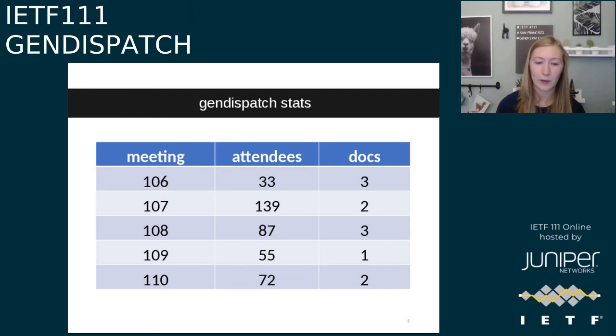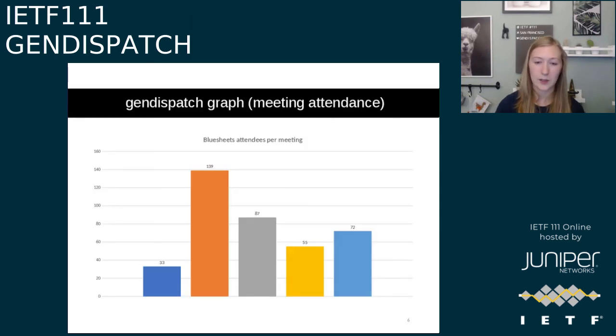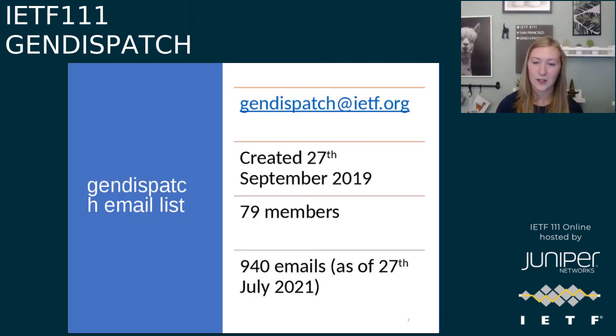So to help spark some thoughts about GenDispatch, here are some stats. Love a good table. This is our 6th meeting for GenDispatch. There's the number of attendees according to blue sheets and the number of drafts presented at each meeting. You can see pretty variable in the number of attendees, pretty static in the number of documents. I love a good bar chart as well. This is the blue sheet attendees per meeting for 106, 107, 108, 109, 110. And obviously today we have 46 people on the call at the moment, roughly from Meet-Echo. We also have the GenDispatch email list that was created 27th of September 2019, which has 79 members when I checked yesterday, and it had 940 emails as well. So that's the end of my stats.